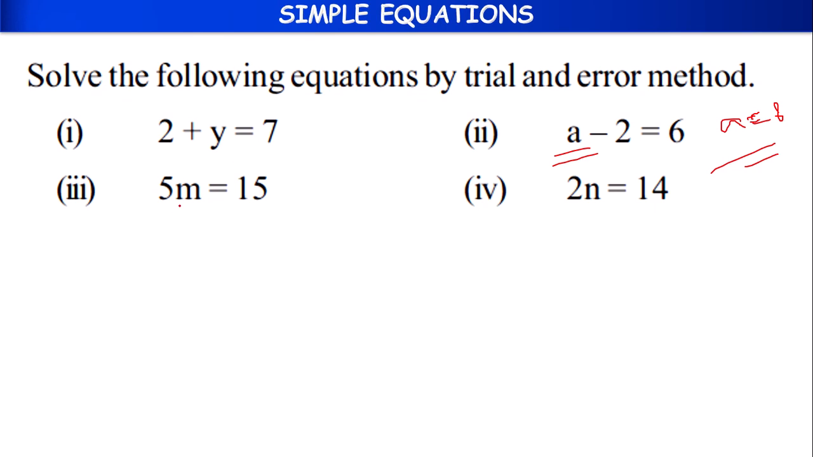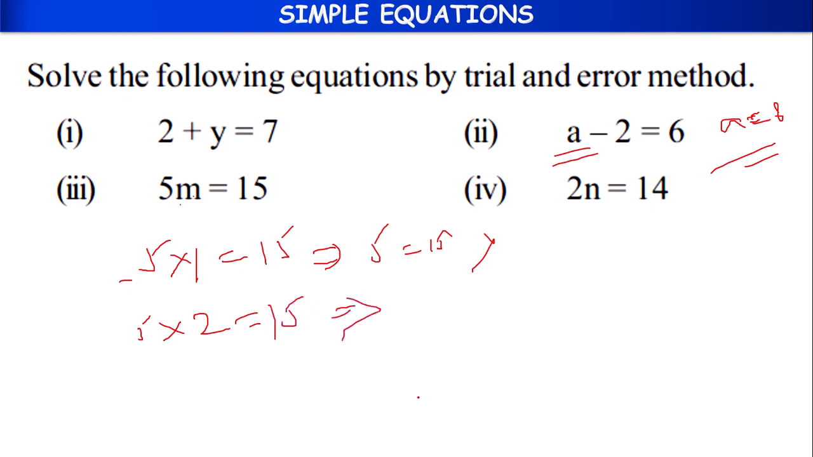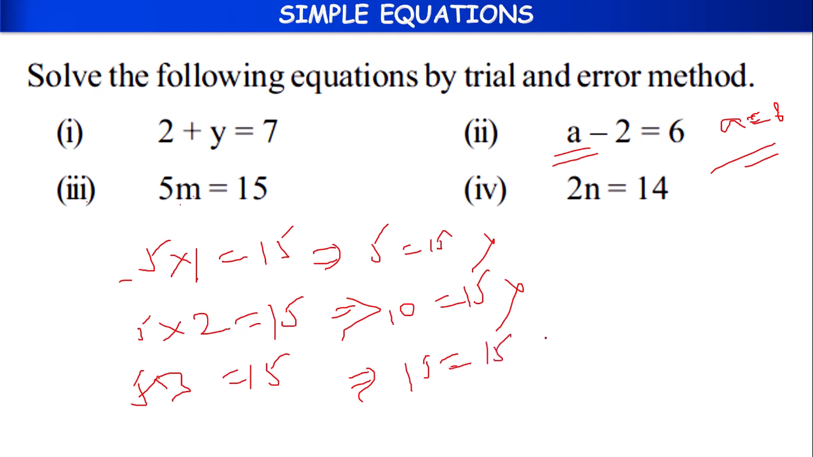Here, in the place of m, let's start with 1. 5 into 1 equal to 15 implies 5 into 1, 5 equals to 15. Wrong. Next, let's start with 2. 5 into 2 equals to 15, 10 equal to 15. Wrong. Let's start with 3. 5 into 3 equal to 15, 15 equals to 15, which is true. So, m value is 3 for this equation.